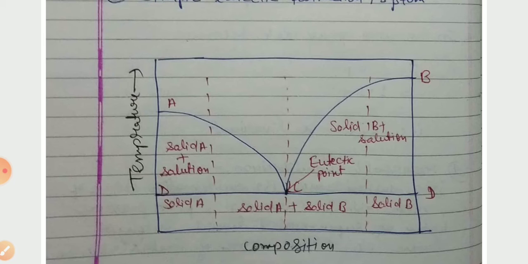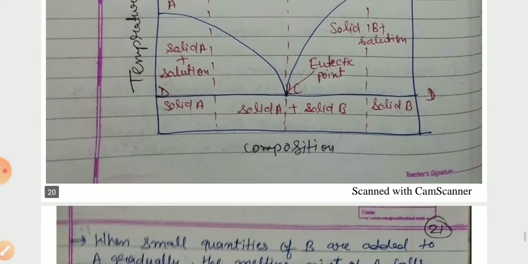These are the areas of solid A plus solution, and solid B and solution, which are present in a different solution. So this is the simple eutectic diagram for the two component system.